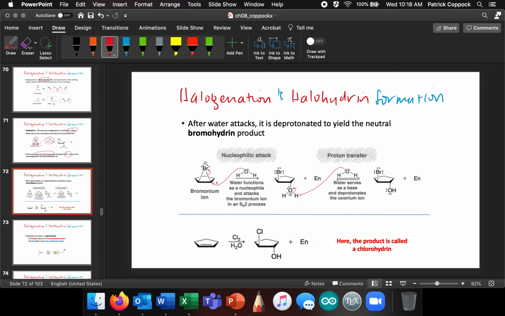All right, after water attacks, it's deprotonated by another water molecule to yield a bromohydrin product or a halohydrin product. If you've got enough water in there, you're just going to get a proton transfer. No big deal. We've seen this. I think you've seen this 100 times. So look at that and say, yeah, I definitely would have predicted that. And so this is a bromohydrin or halohydrin. This is a chlorohydrin. It's the same thing, same mechanism.